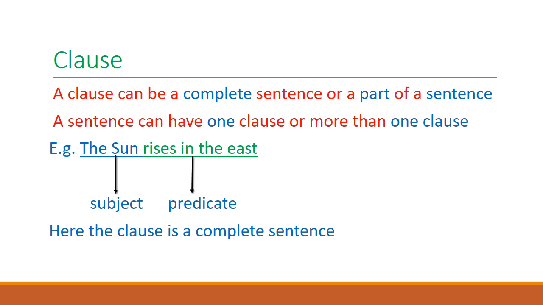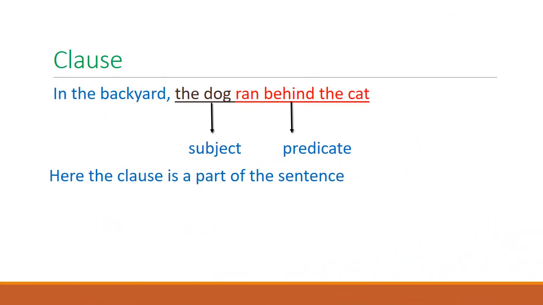See the next point. A clause can be a part of a sentence. A sentence can have one or more than one clause. Some other examples are there in the next few slides. In the backyard, the dog ran behind the cat. Here the subject is the dog and ran behind the cat is the predicate. Here the clause is a part of the sentence.